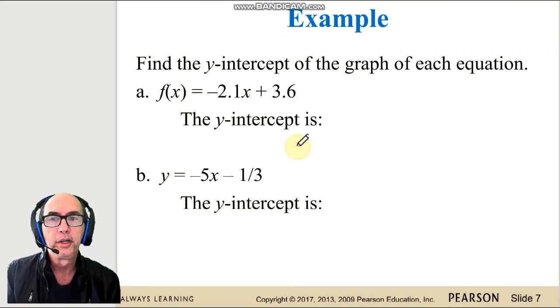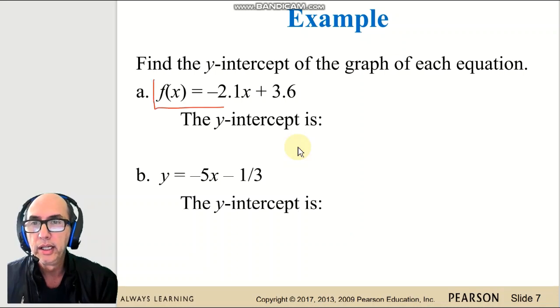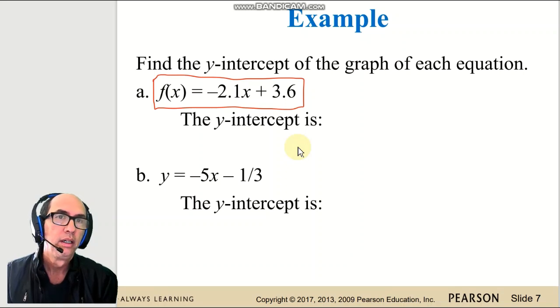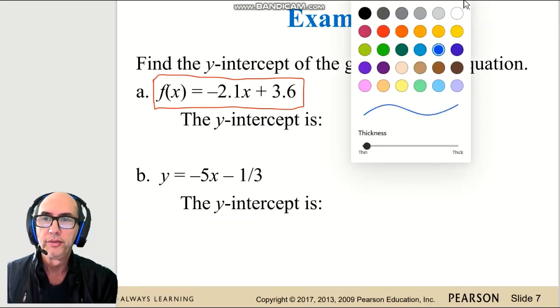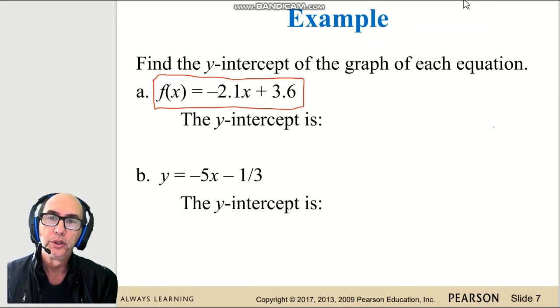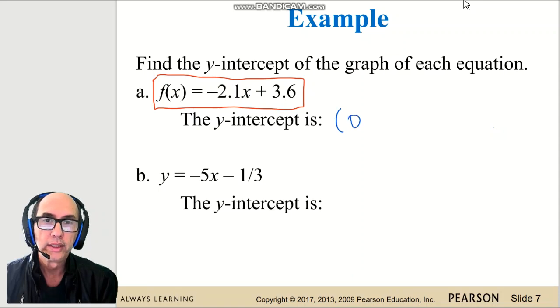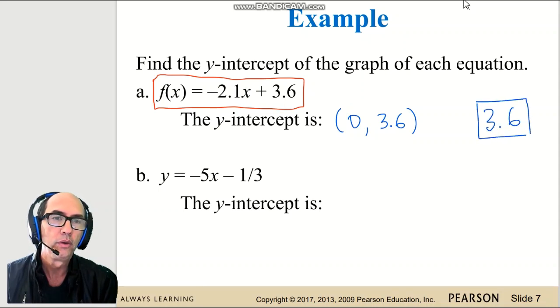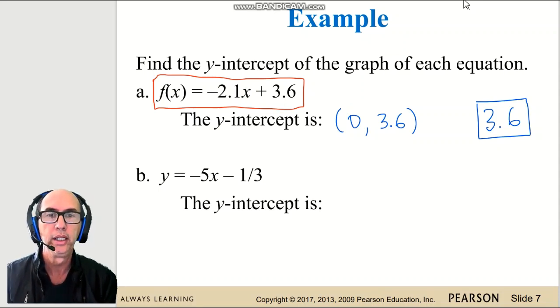Very interesting information, because you can look at the function and tell me straight away what the y-intercept is. The y-intercept of this function, f of x equals negative 2.1x plus 3.6, is always 0 as the x-coordinate, and the y-coordinate is 3.6. Sometimes you can just say the y-intercept is 3.6. We know that the x-coordinate of the y-intercept will always be 0.